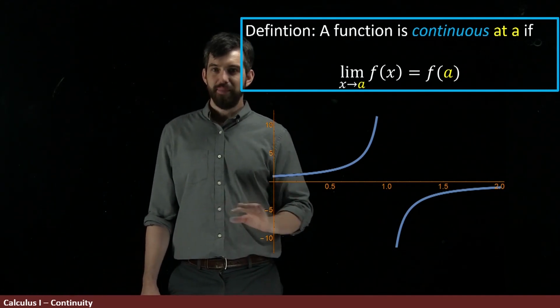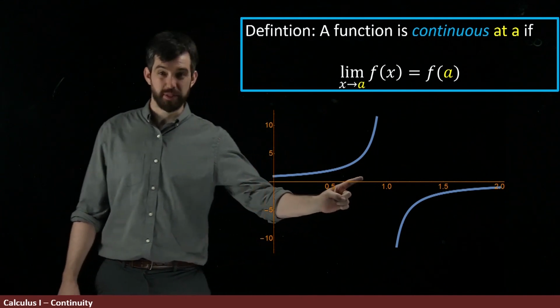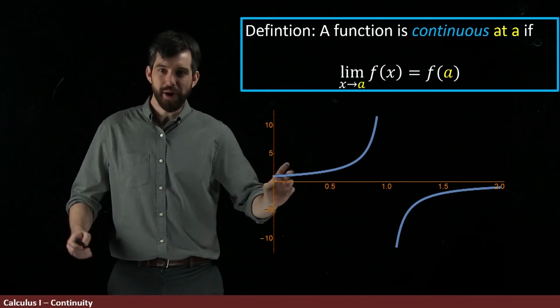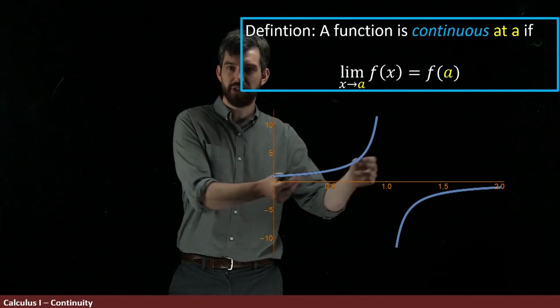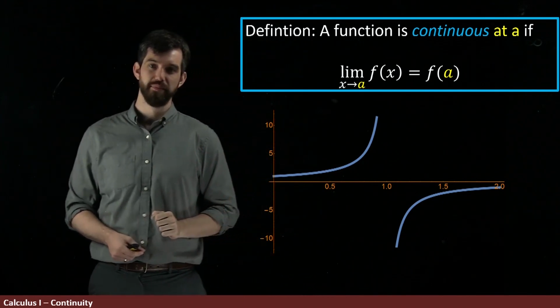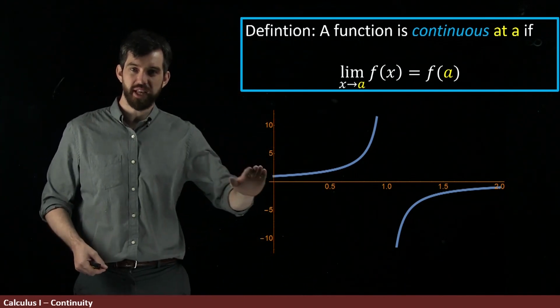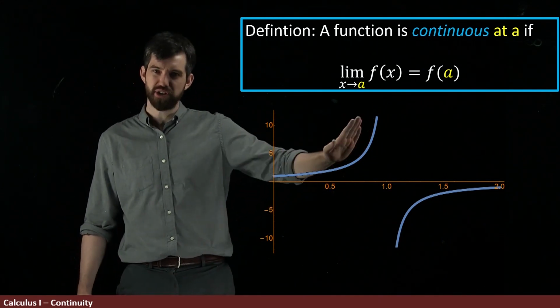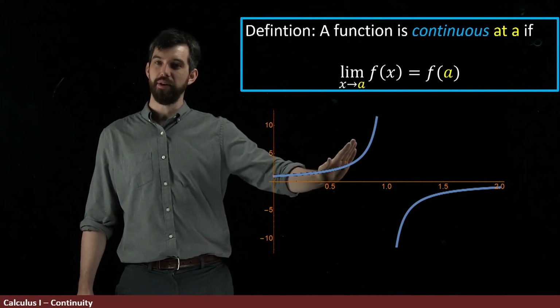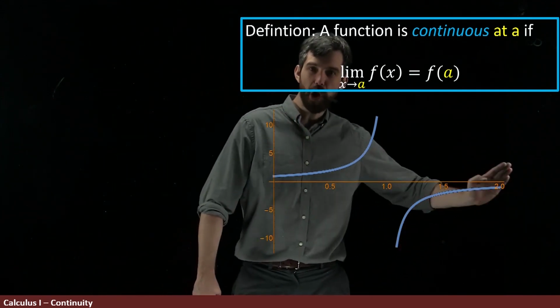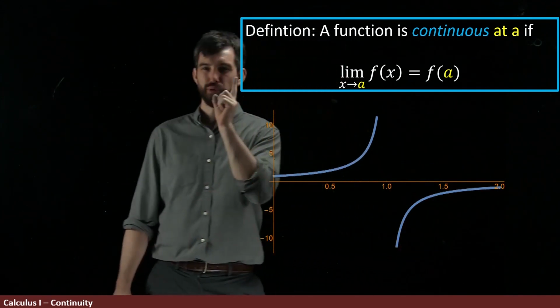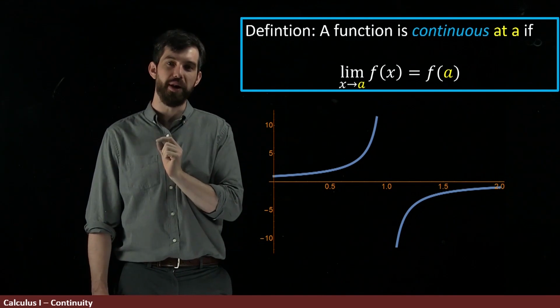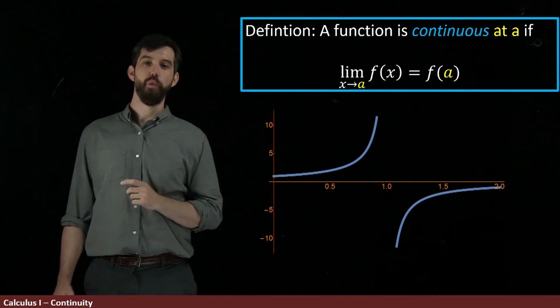If I look anywhere except for the problem spot at 1, if I look anywhere else, then the limit is just whatever the function value is going to be. So it's continuous in all of this stuff. There's no jumps, there's no holes, there's no oscillations, there's no spikes. In this region, it's going to be continuous. And likewise, in all of this region, it's continuous. But the problem, the discontinuity, is at this point of 1.